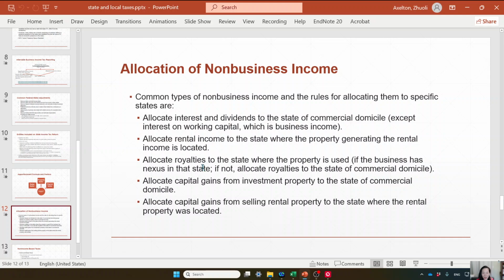That's very similar to the sourcing rule. Allocate the capital gains from investment property to the state of commercial domicile, and allocate capital gains from selling rental property to the state where the rental property was located. Again, this allocation of non-business income rules a lot of times is very similar to the state sourcing rules.